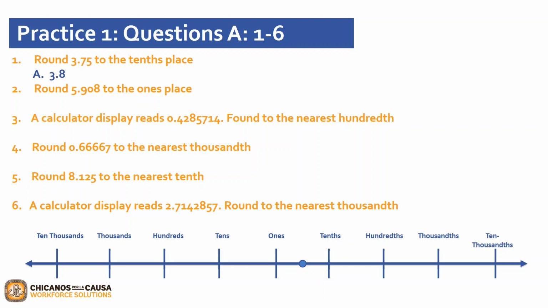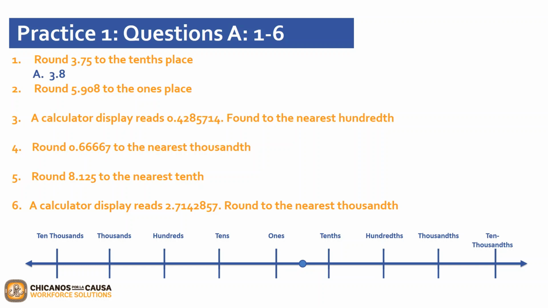Question 2. We are going to round to the ones place. This is a little bit different than the practices we have done before, as we have always rounded numbers that are to the right of the decimal. But in this case, the ones section is actually to the left of the decimal, but our same rules apply.